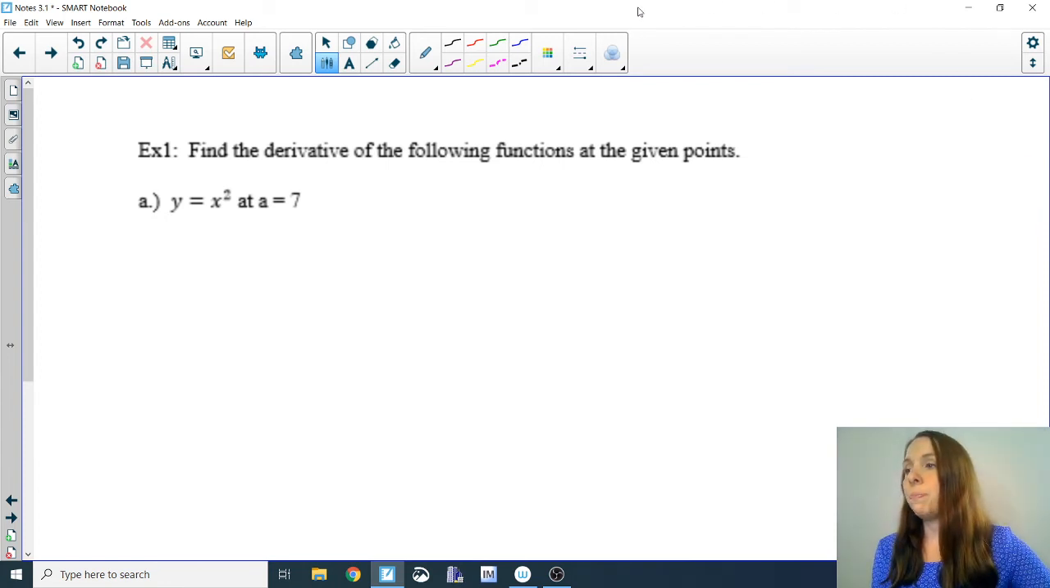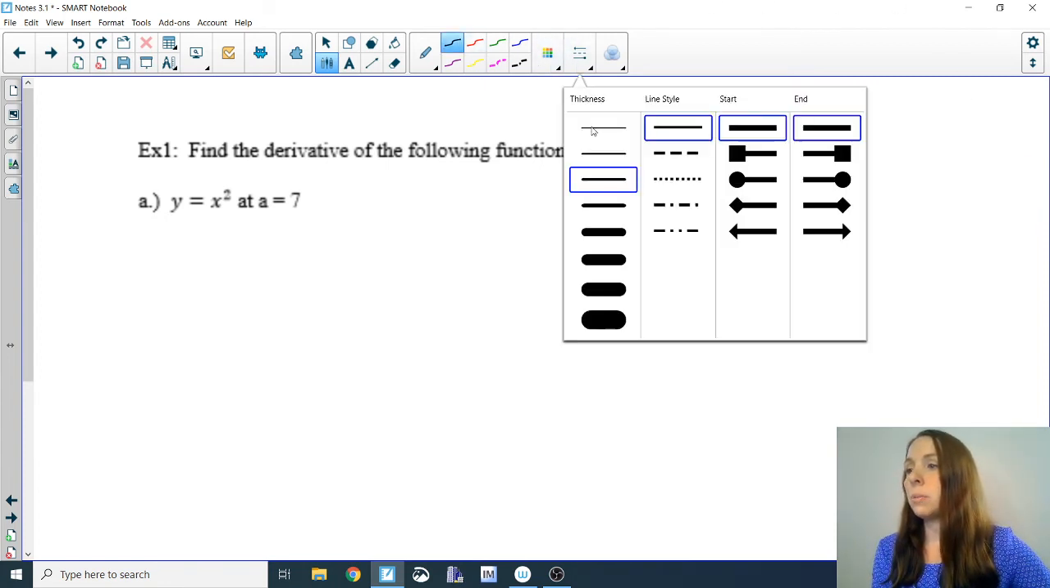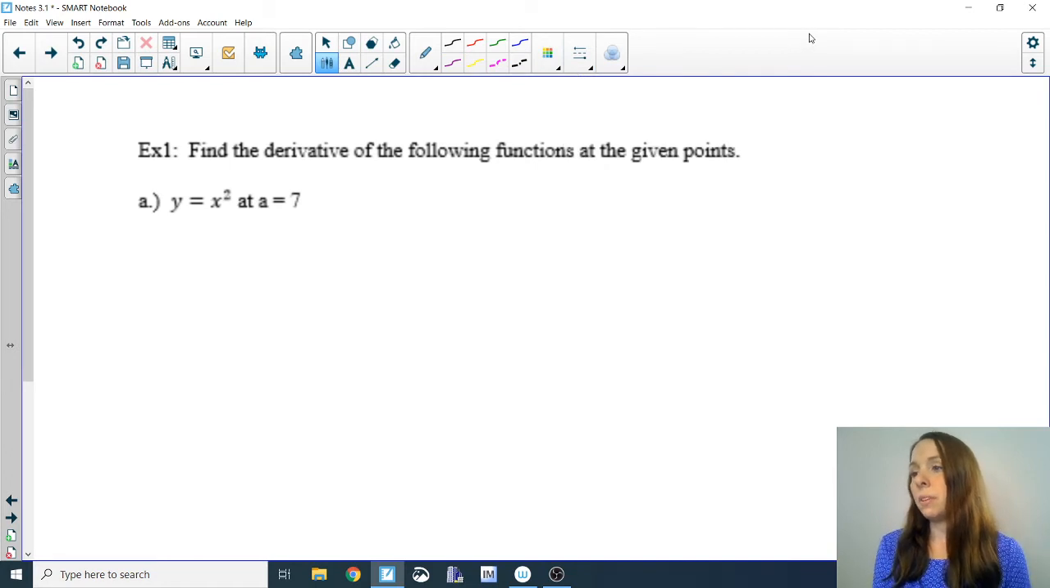Okay, so let's take a look at example 1. Find the derivative of the following functions at the given points, and you're going to see a part A, a part B, a part C, a part D, and I believe a part E. Yes. Okay, that's what we're going to do today for the rest of this video. Example 1, A through E. For example 1a, we have y equals x squared at a equals 7.